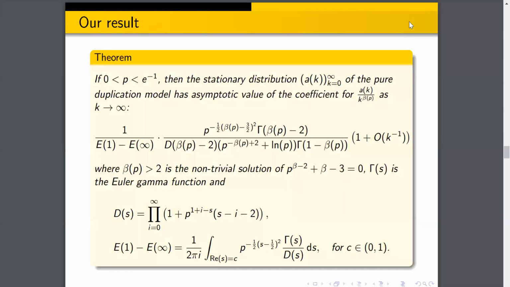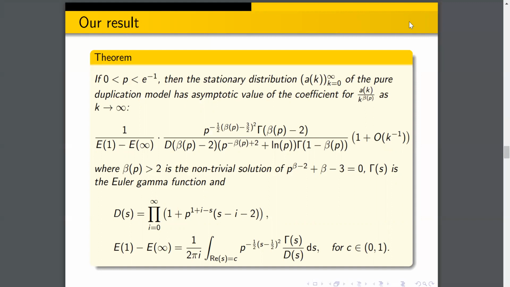We went quite differently. So we basically took the Jordan equation, and we asked, using various analytic methods such as the Mellin transform, can we extract the limit of a of k over k to the beta? And we found it.